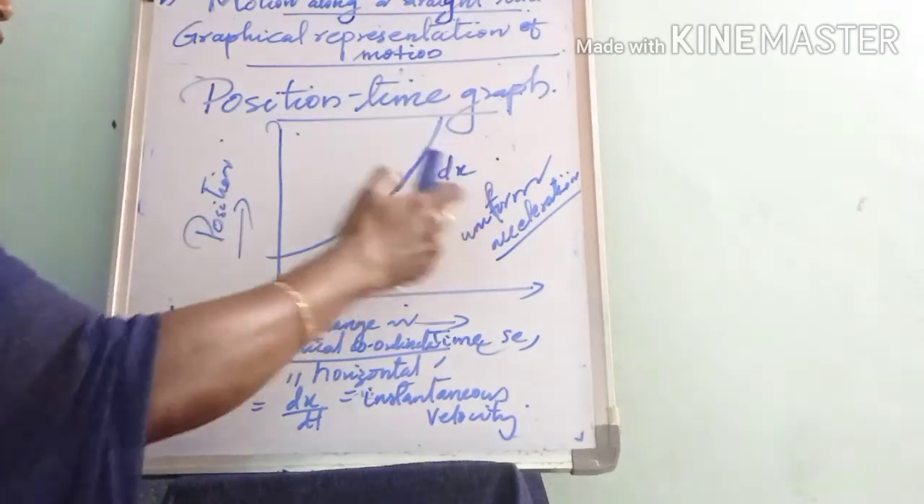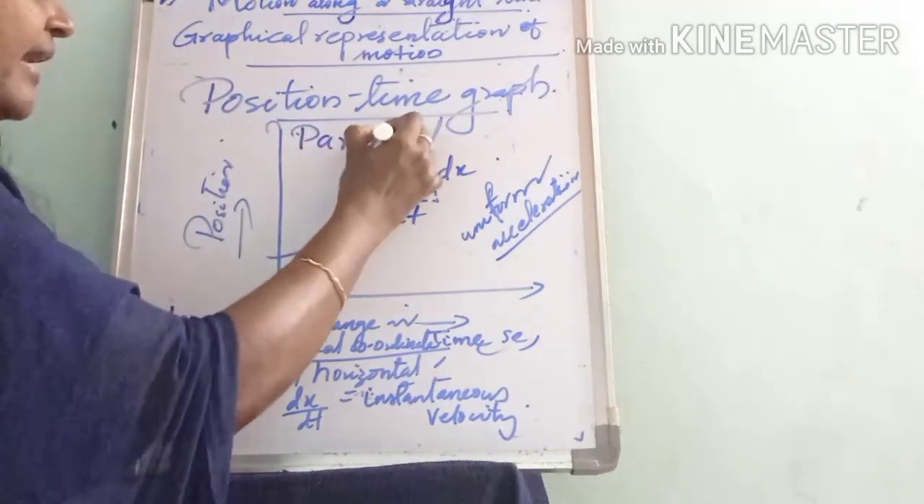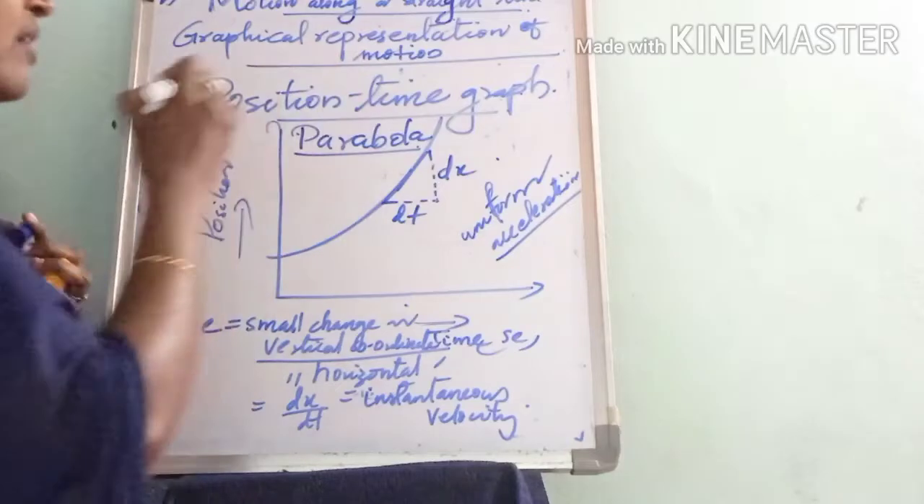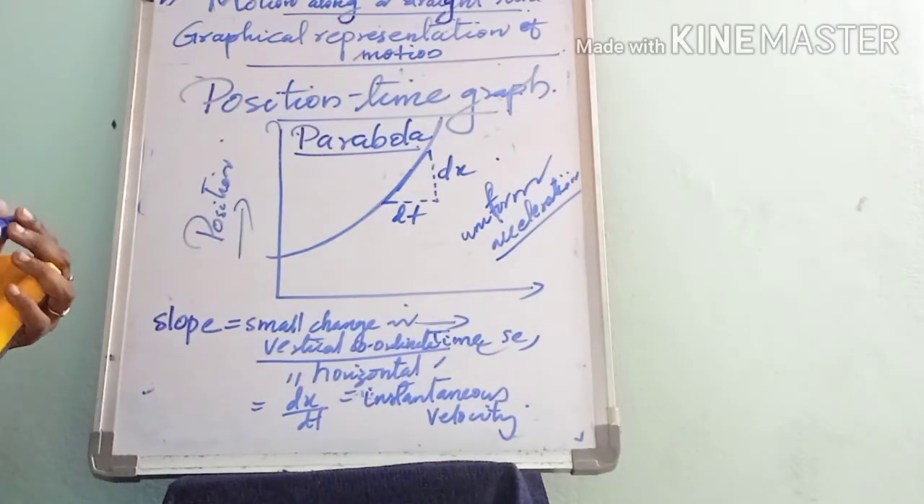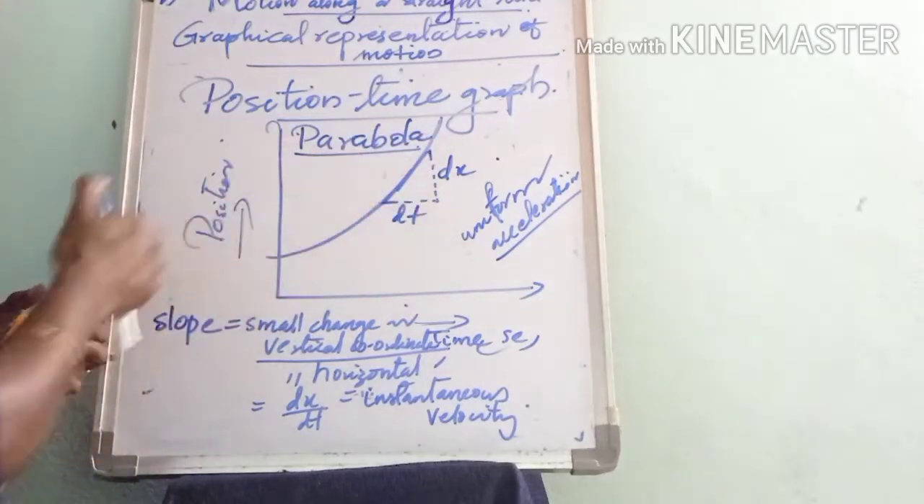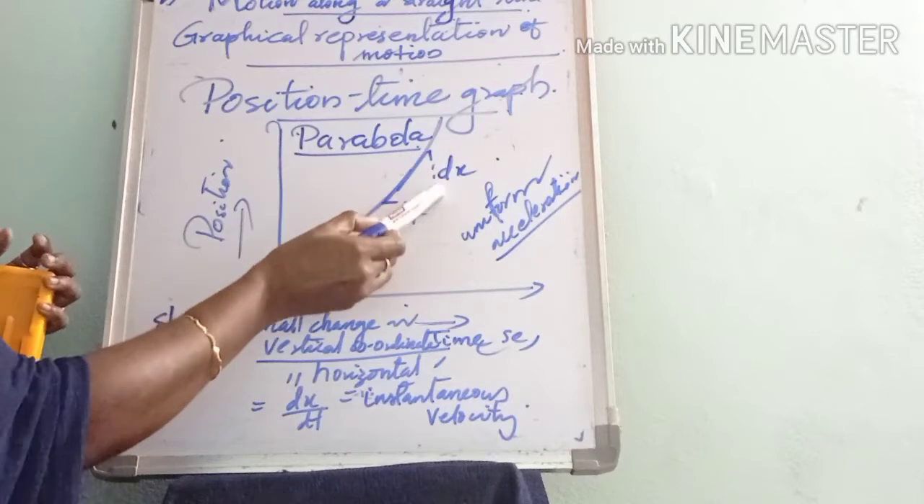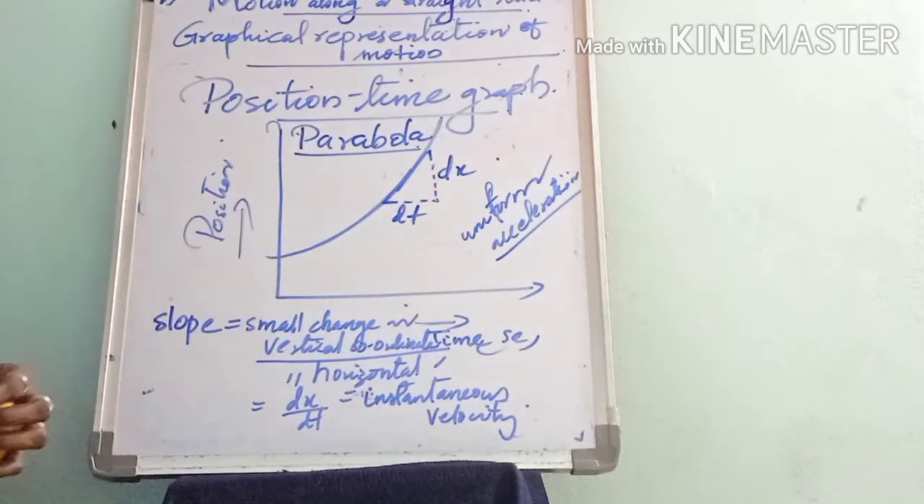The position-time graph for uniformly accelerated motion is a parabola. Here also we can calculate the slope of the graph. The slope of the graph is equal to a small change in vertical coordinate by a small change in horizontal coordinate. So we can write dx by dt, which represents the instantaneous velocity. So the slope of the position-time graph for uniformly accelerated motion gives the instantaneous velocity.